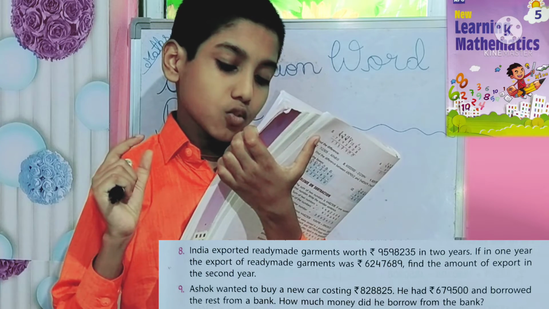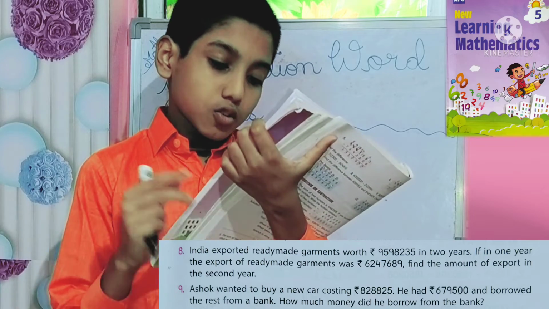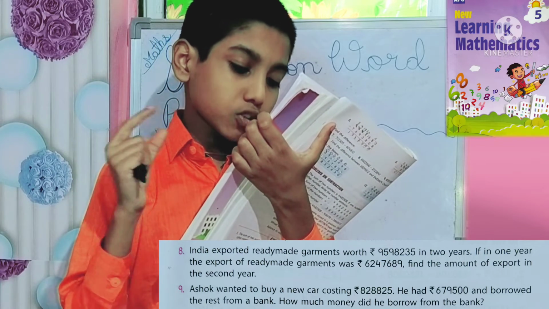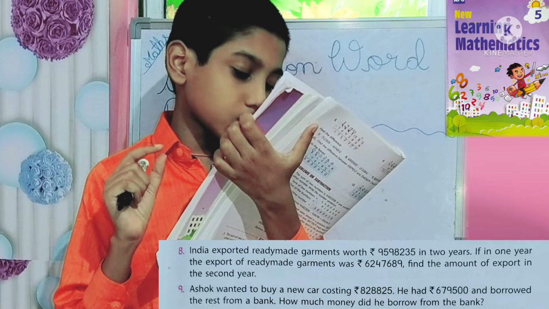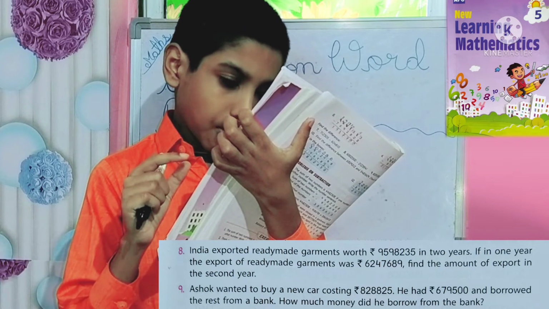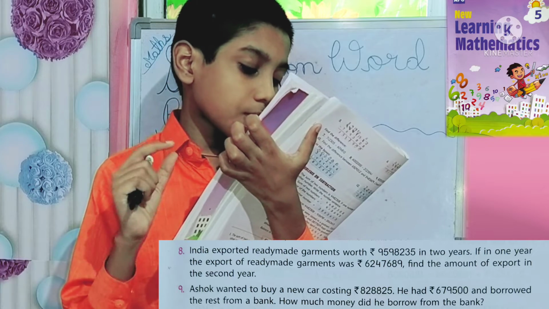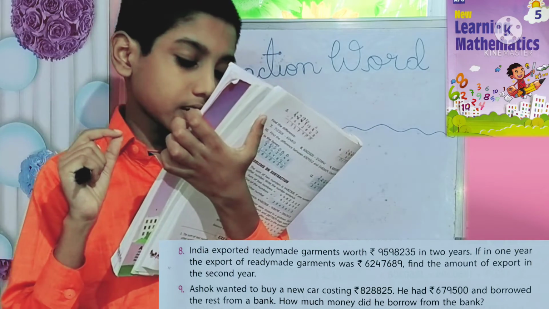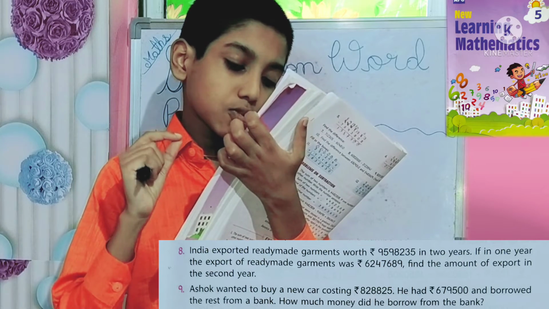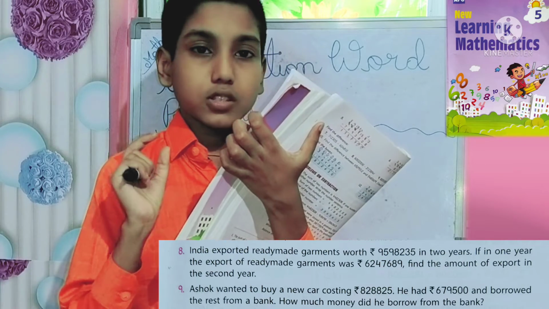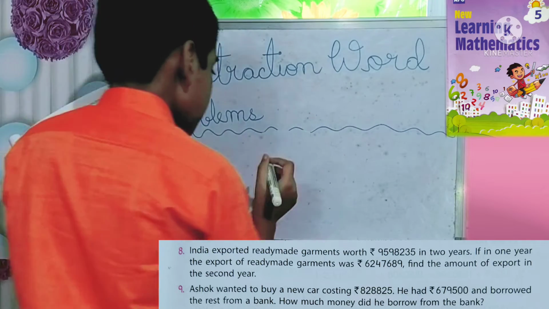Cost of a new car Ashok wanted to buy equal to rupees 828825. Amount of money he had equal to rupees 679500. Amount of money he borrowed from a bank equal to rupees 828825 minus rupees 679500. Now let's do the subtraction.